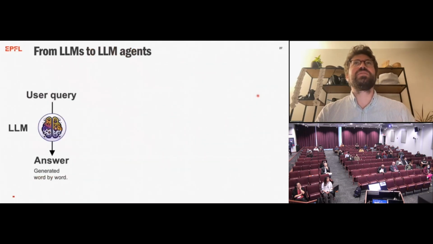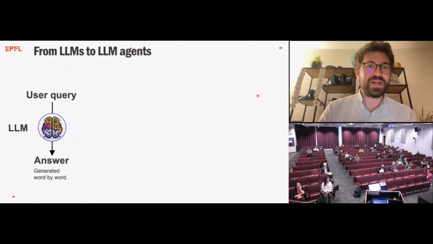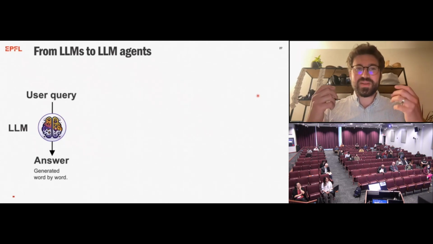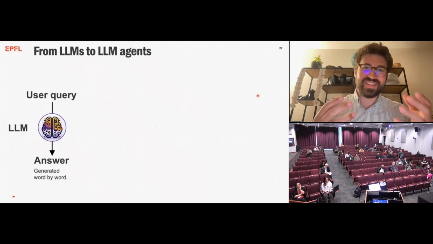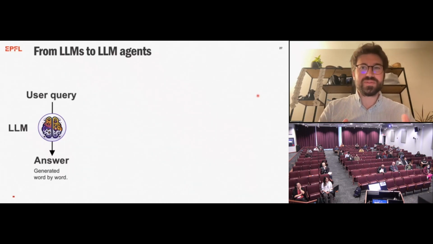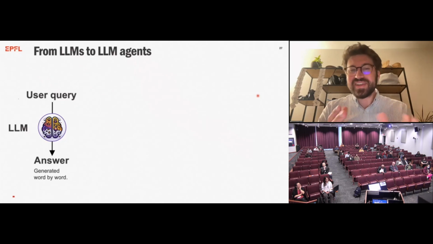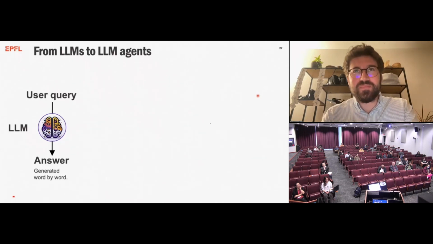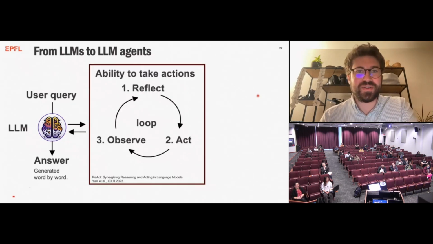Just because I'll be talking about large language models and large language model agents, typically when you have a large language model, you have a user query and it will just spit out an answer. And if you are somewhere in chemistry, they're getting better and better. But if you push them too far outside the training distribution, they will just confidently hallucinate something.